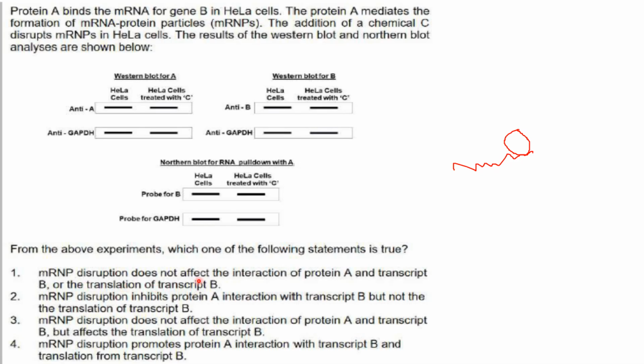mRNP disruption does not affect the interaction of protein A and transcript B. Yes, that is why you got bands everywhere. Or the translation of transcript B. Or translation of transcript B, that is why you got a band over here. It is getting translated. Protein A is interacting with B and it is translating gene B. That is why you got a band over here also. So the first statement itself is correct.